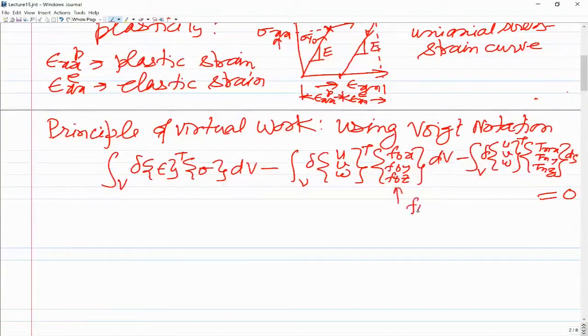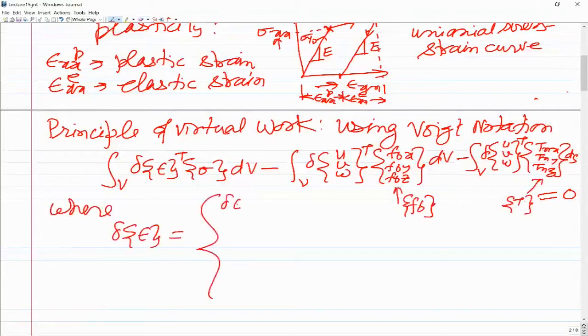So this I'm going to denote as the body force vector FB, and this I'm going to denote as the traction force vector T. Now here the delta epsilon will be defined by these quantities. So delta of epsilon is delta of epsilon xx, delta of epsilon yy, delta of epsilon zz.